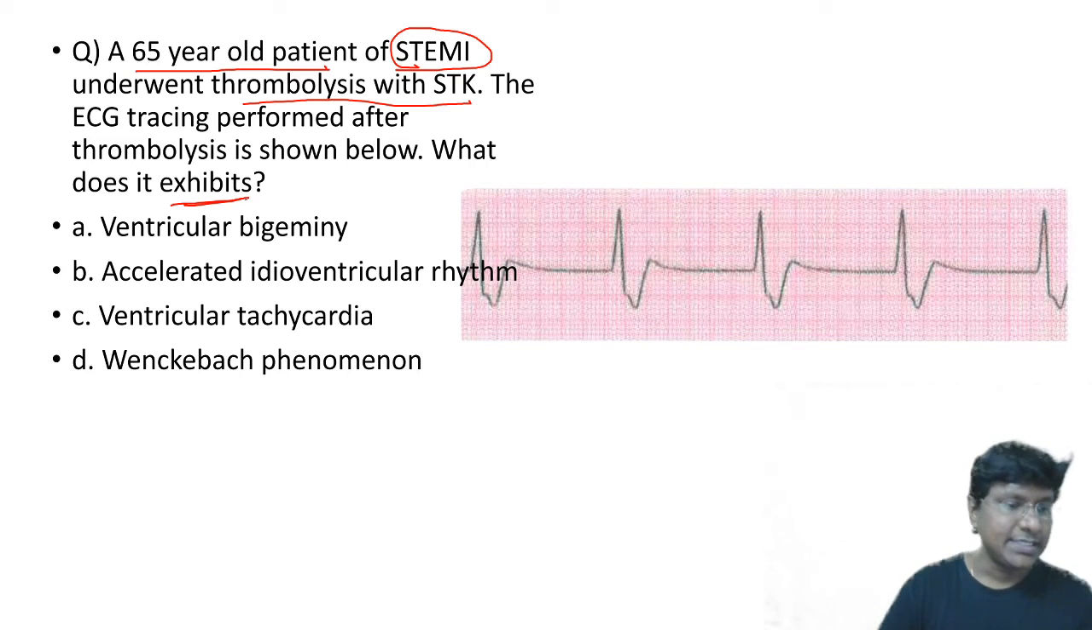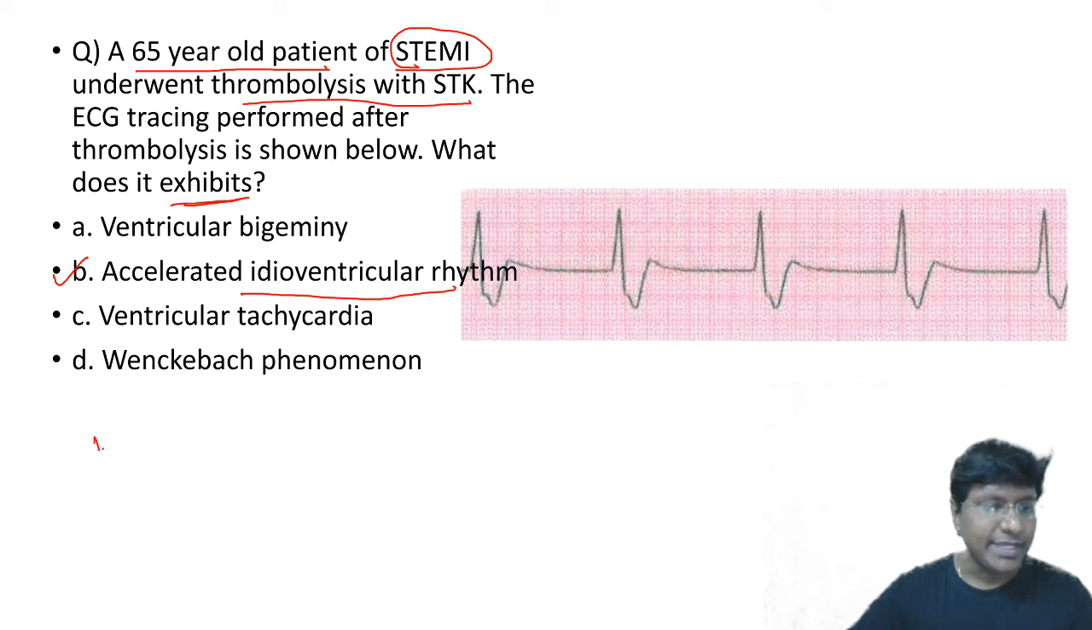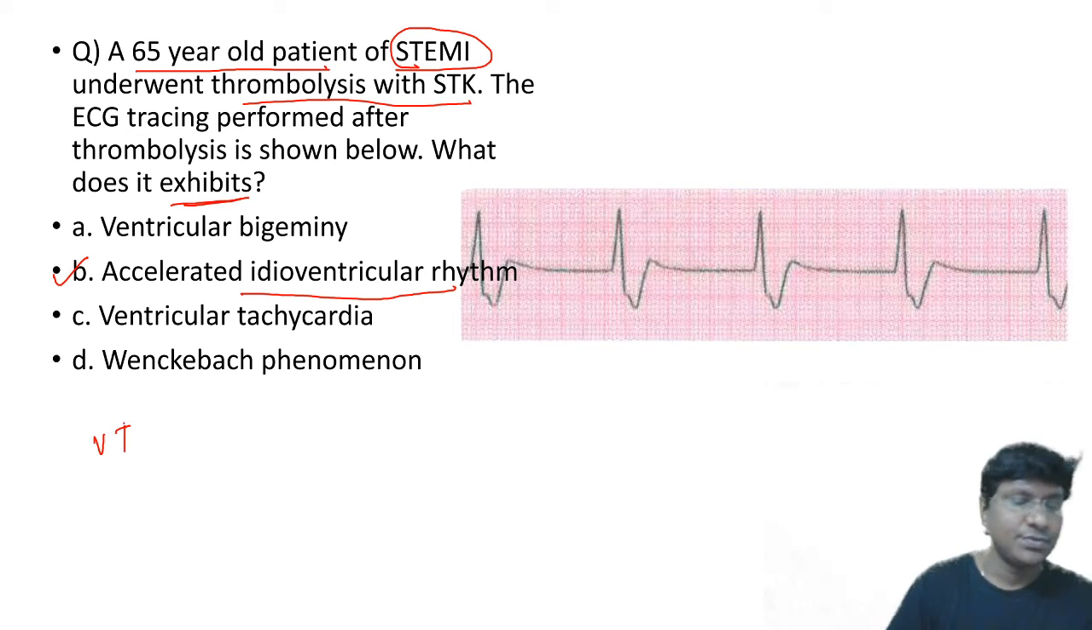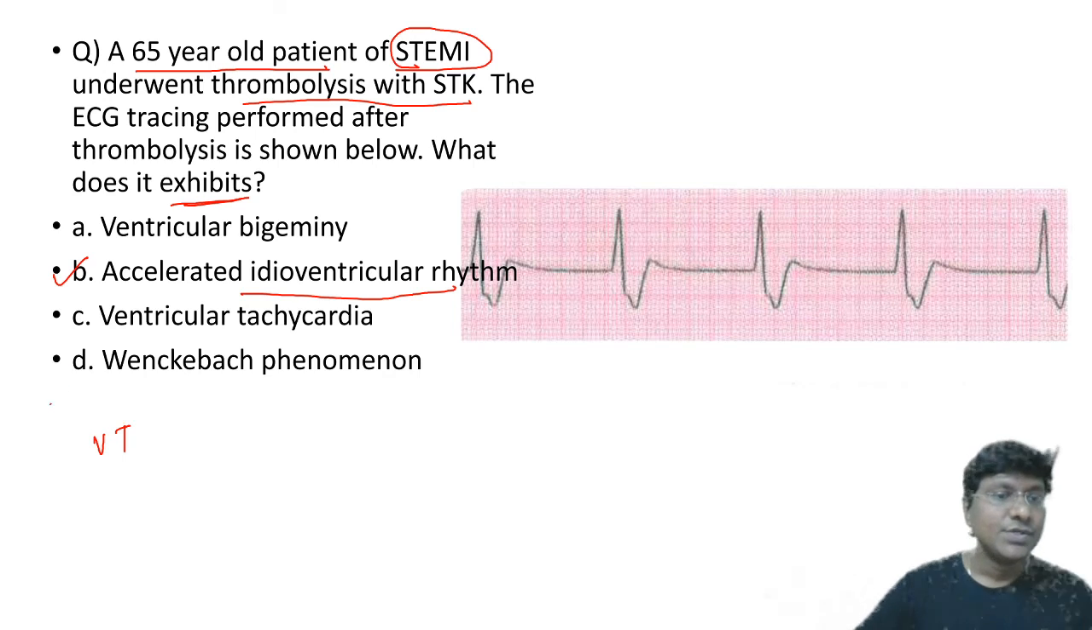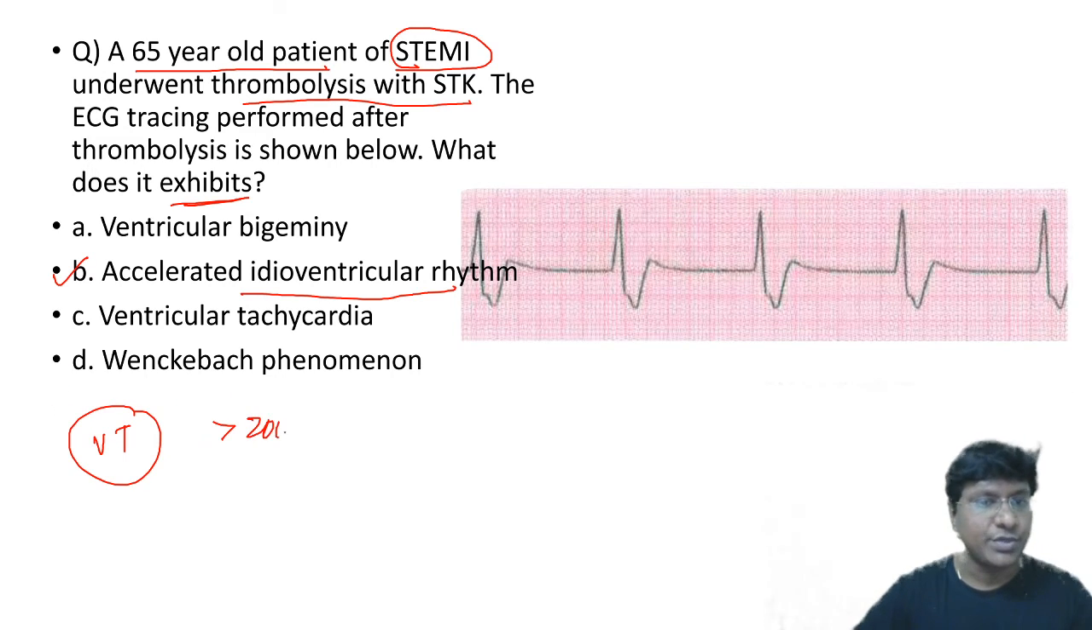Excellent, Santanam and as well as Bindu. The answer is accelerated idioventricular rhythm. Now Avinash, you are answering it as ventricular tachycardia. You take your option, you by mistake have typed. Okay, fine. So in VT, what should be the heart rate? The heart rate should be at least more than 200 to call it VT. But if you see the heart rate there, it is not 200.